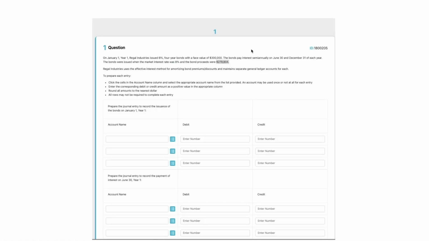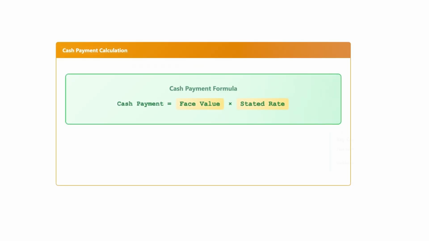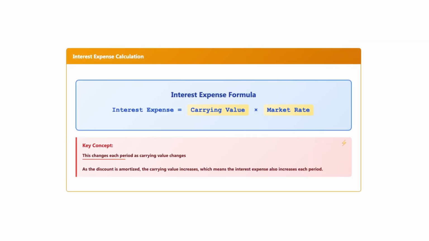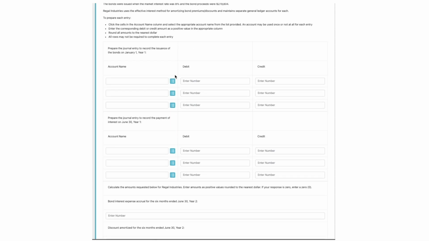Okay, so let's now dive into what our payments are going to be. Every 6 months, we're going to be paying 3% of $300,000, so we're going to have $9,000 in payments. Now our interest expense is always going to be the market rate times the carrying value of the bond. So the initial carrying value is $279,804, and we're going to be multiplying that by 4%, and that's going to be our interest expense for the first period.